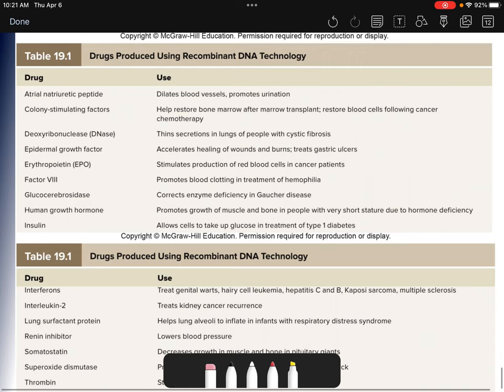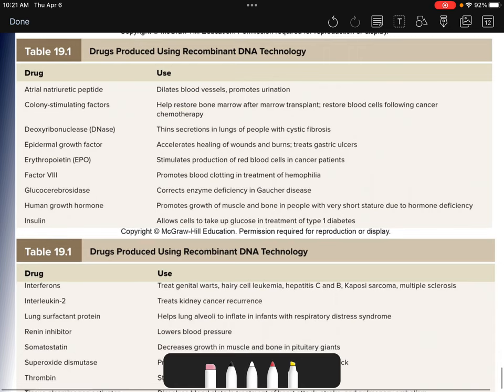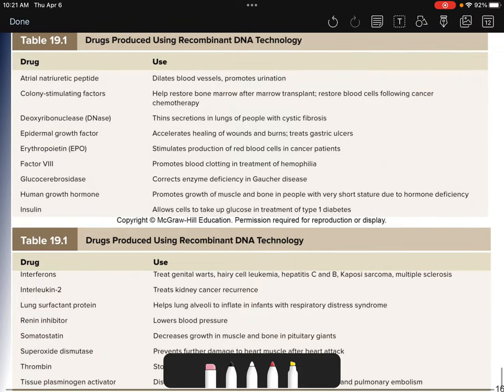And here's a bunch of other uses of genetic recombinant technology, some of the various drugs that have been produced over time.